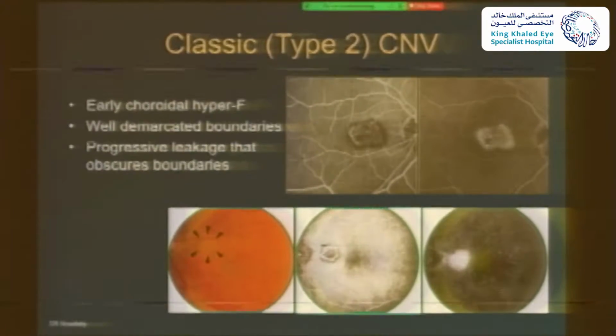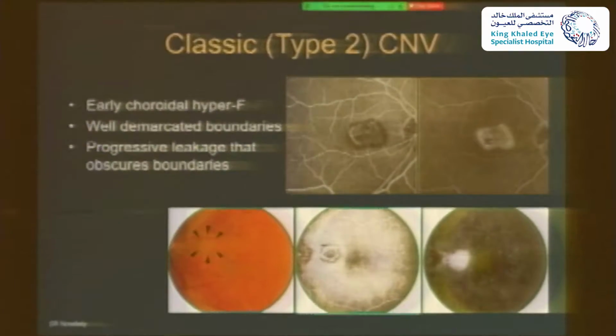And in this case in particular, you also see the petaloid pattern of a CME that was associated with it. And here, in general, this classic CNV is pretty well demarcated. You can see the boundaries easily. You can detect the size easily. You can determine it. And what you have is progressive leakage beyond the boundaries.